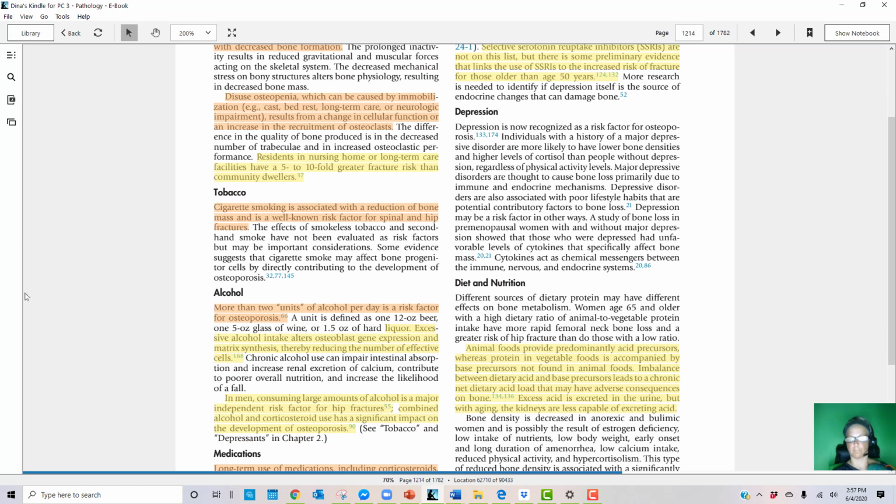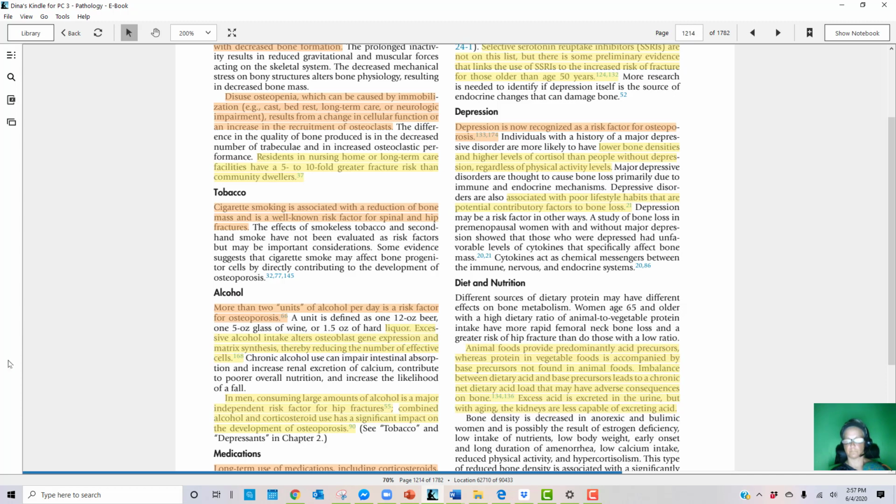Depression. Depression is now recognized as a risk factor for osteoporosis. Individuals with a history of a major depressive disorder are more likely to have lower bone densities and higher levels of cortisol than people without depression, regardless of physical activity levels. Major depressive disorders are thought to cause bone loss primarily due to immune and endocrine mechanisms. Depressive disorders are also associated with poor lifestyle habits that are potential contributory factors to bone loss.